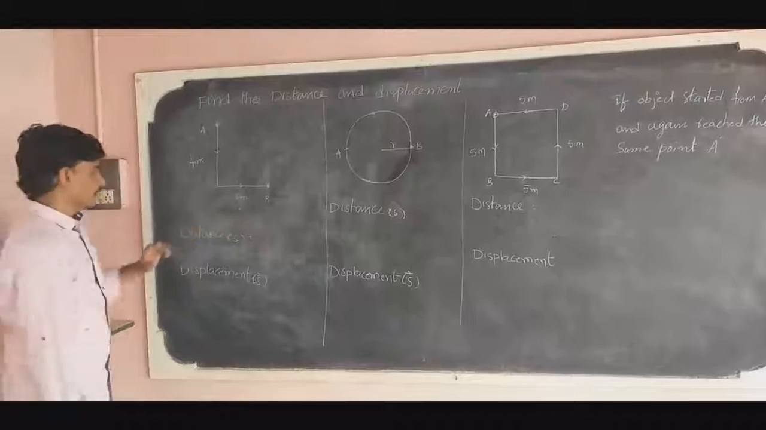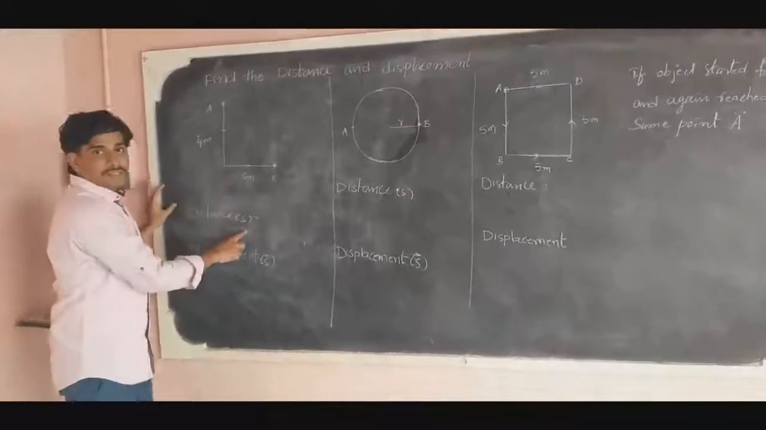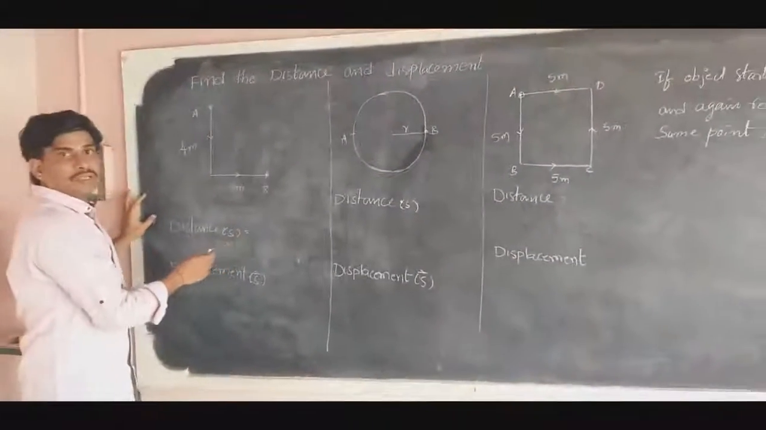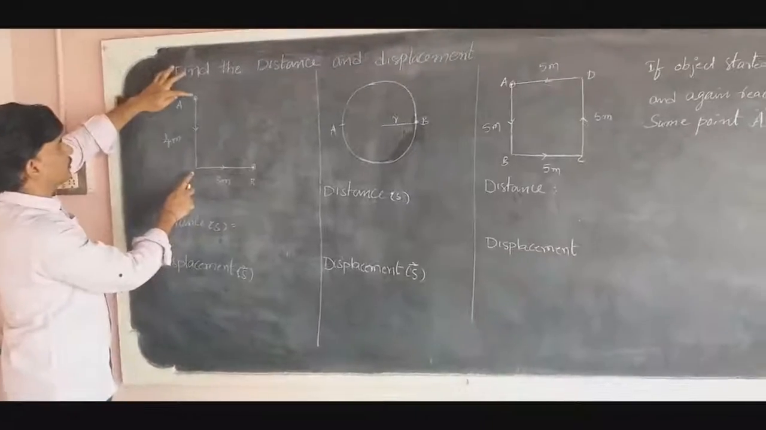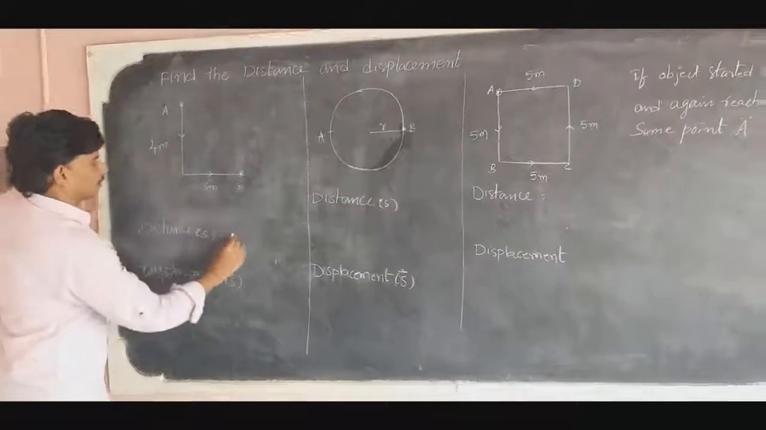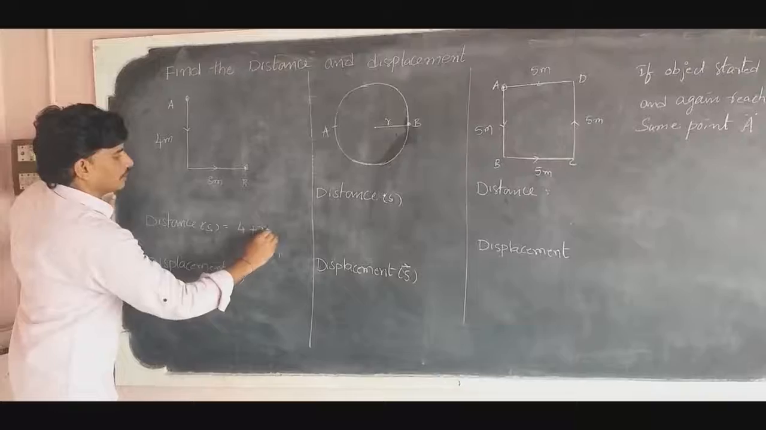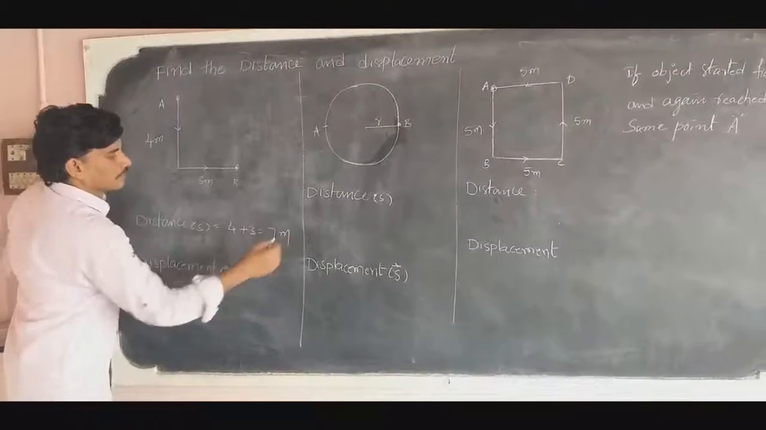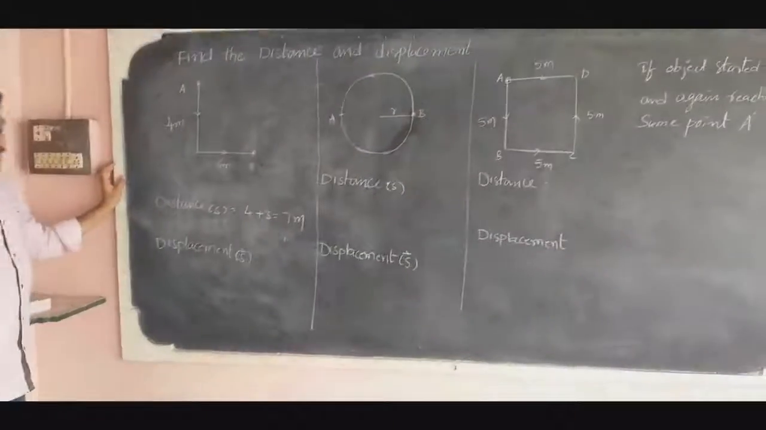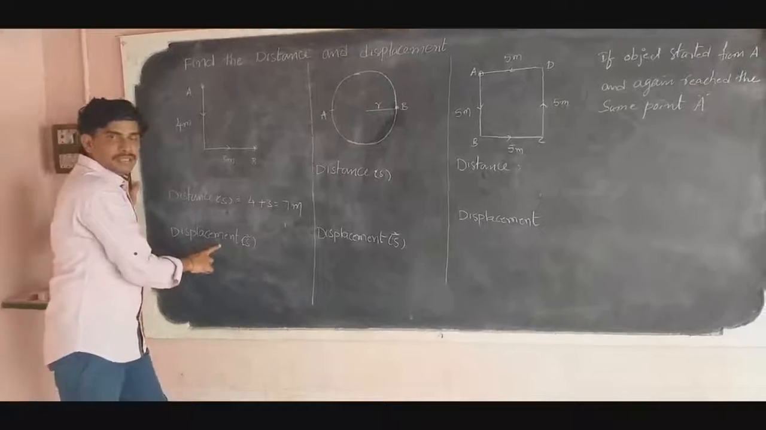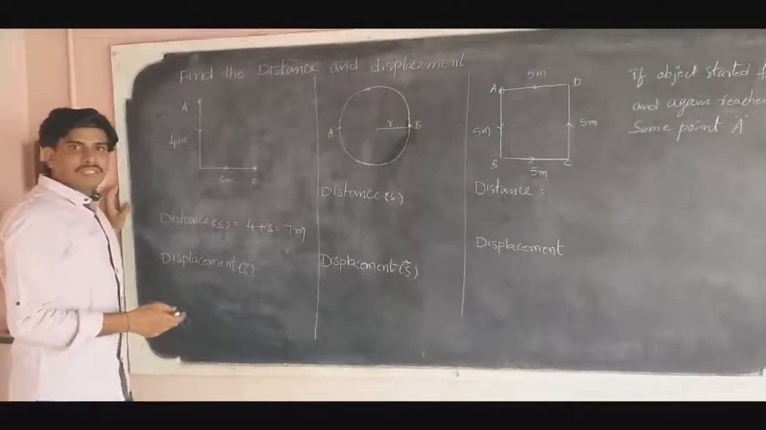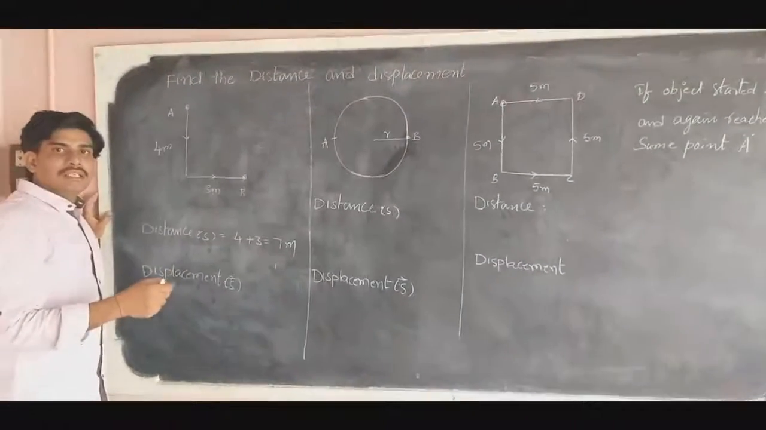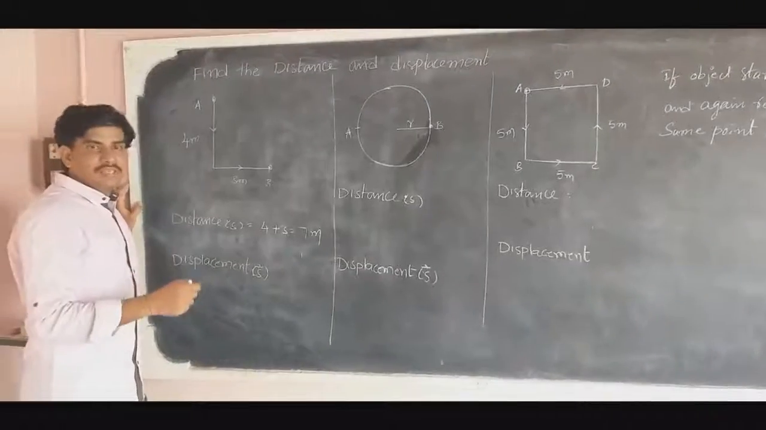Okay, good. Now according to what distance means, distance is the total path covered. So what is the total path here? That is nothing but 4 meters and 3 meters. So 4 plus 3 equals 7 meters is the distance covered. And what about the displacement? Displacement is nothing but, as you know, the shortest path between initial and final.